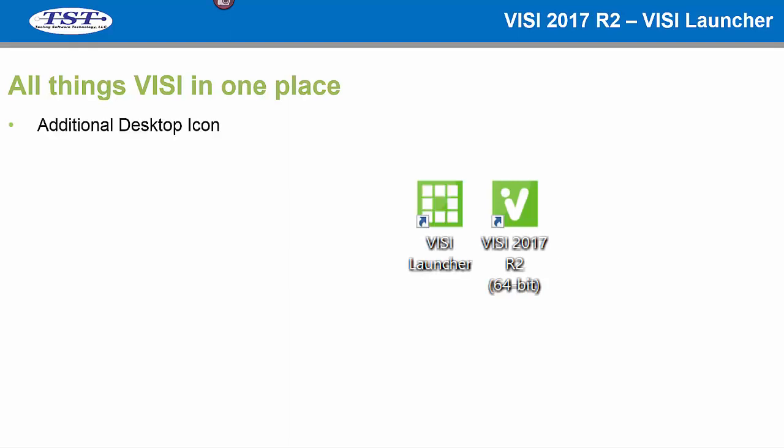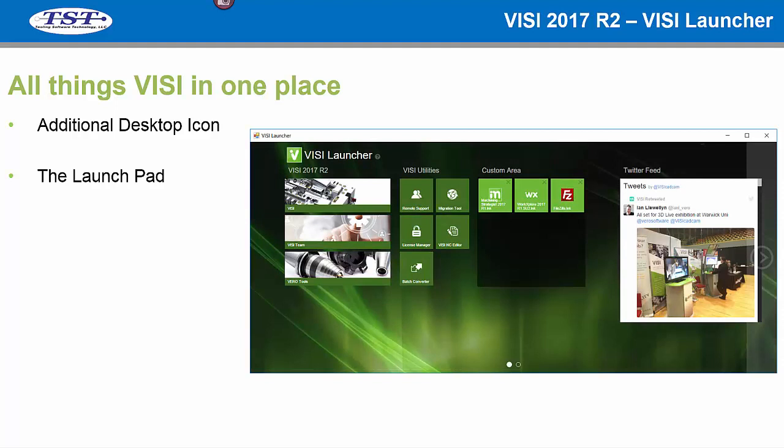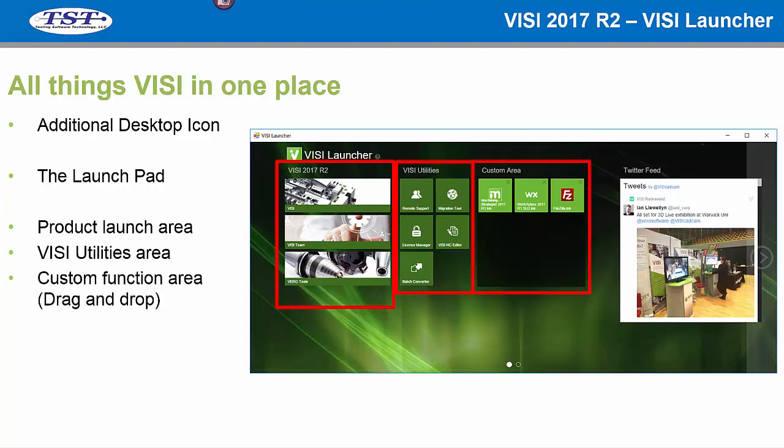So let's take a look at this VISI launcher that's going to be added to your desktop. This is what it'll look like. You have a couple different areas here that we'll go through. First area is going to be your product launch area. That's going to include your VISI Team, Vero Tools Manager as well, and it can be accessed without VISI being open. That is the Vero Tools. There's going to be a utilities area and a custom area. Social media feed as well on the right.